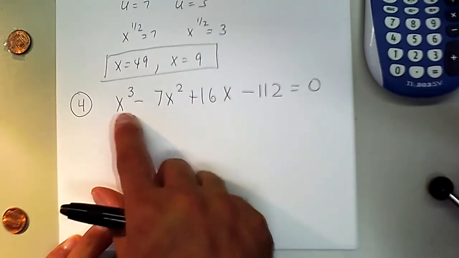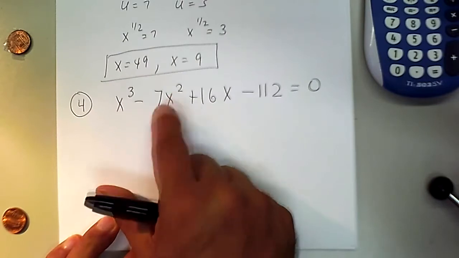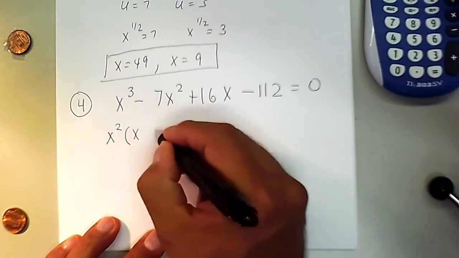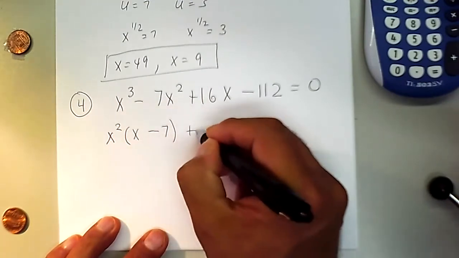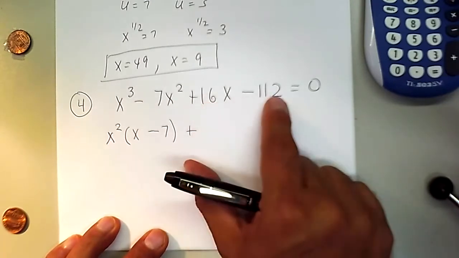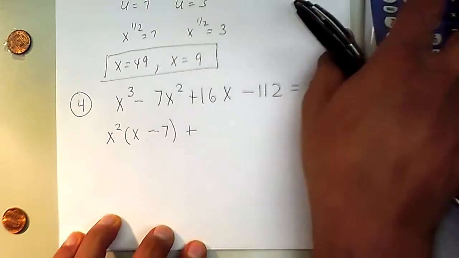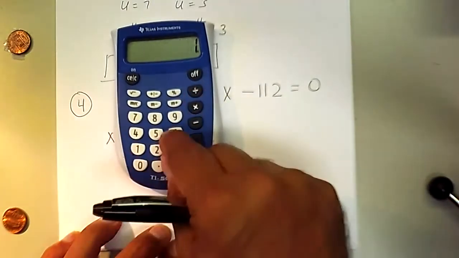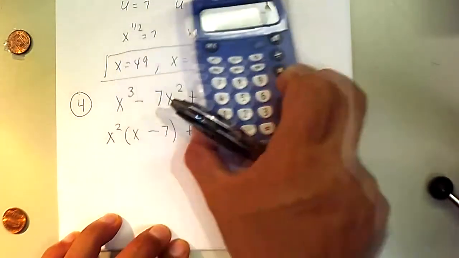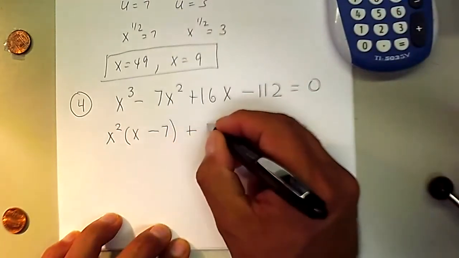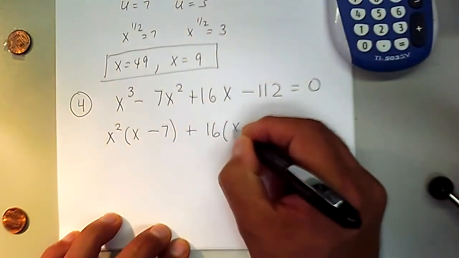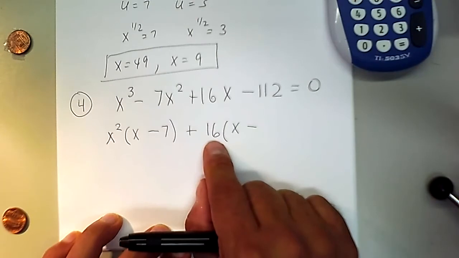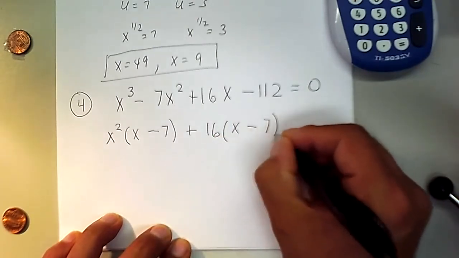So I'm going to group those two. What do they have in common? X squared. So we're going to factor out x squared, and then what is left over is x minus 7 plus, I'm going to guess 16 goes into 112. If not, then it doesn't, but let's check. So 112 divided by 16, and see if it goes into it. Sure enough, and it is 7. So we can factor out 16, x minus 7, since 112 is 16 times 7. So when the 16 gets pulled out of the 112, we still have 7.